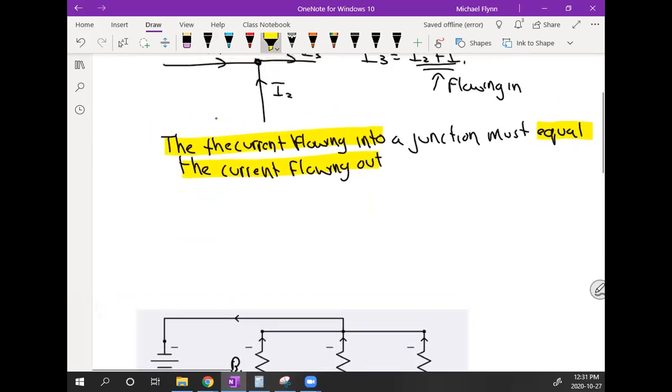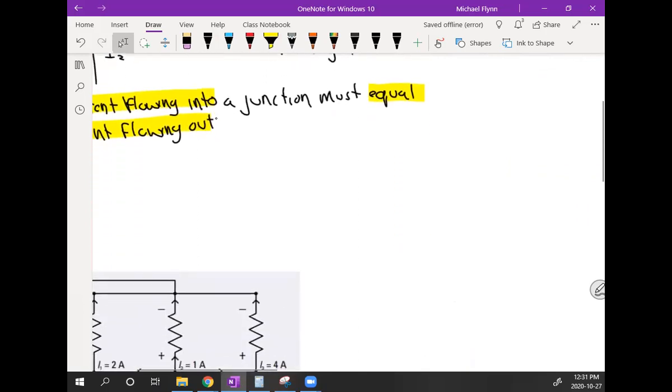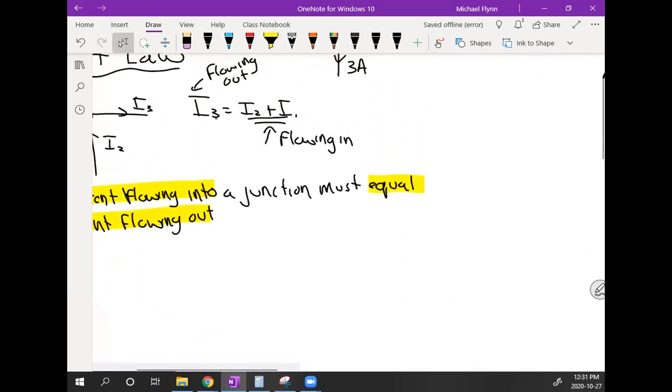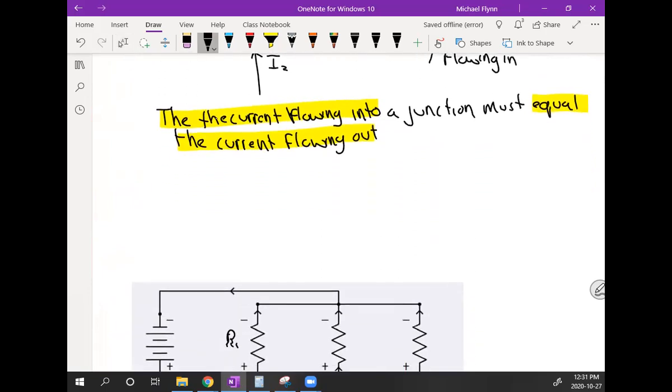Okay, so now let's do the voltage law. Now the voltage law is pretty straightforward also, but anyway, let me just write it down for you. So number 2, the voltage law. So voltage, the way voltage works, and I don't have a lot of room right here, so I'm just going to write it in next to the title there.